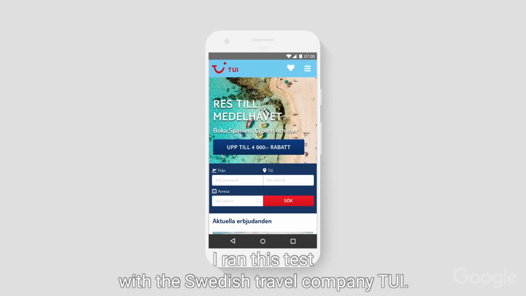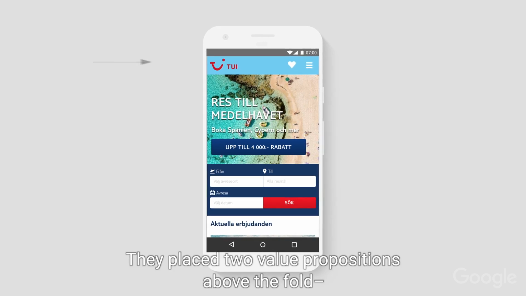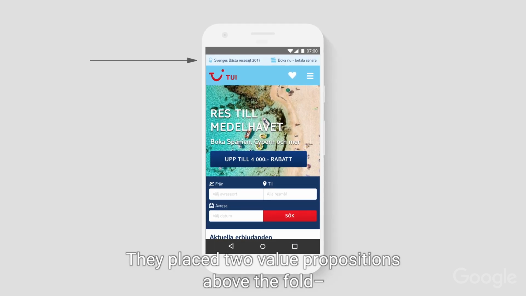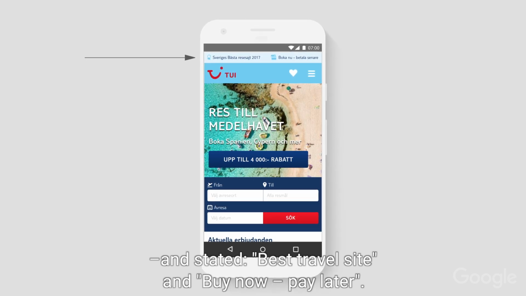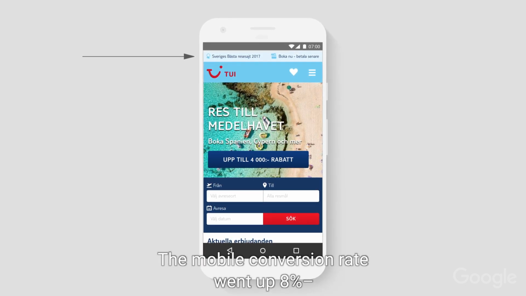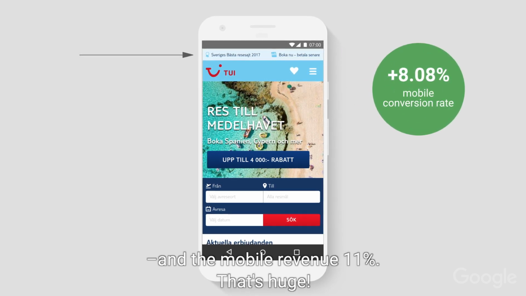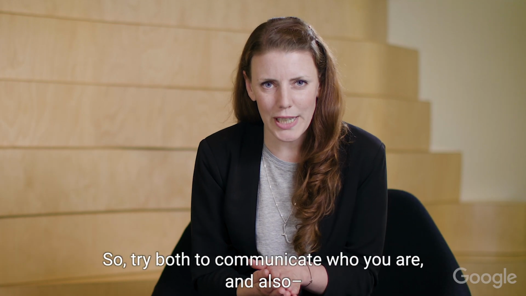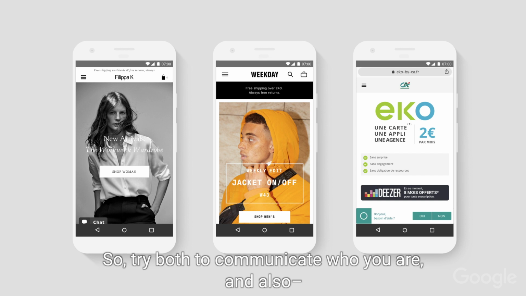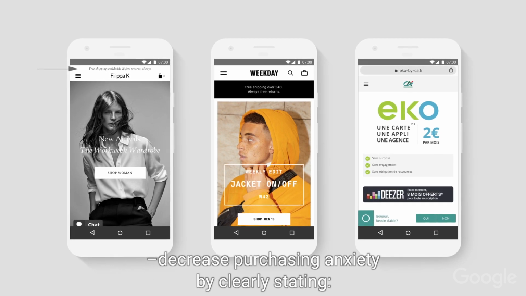I ran this test with a Swedish travel company, TUI. They placed 2 value propositions above the fold. It stated best travel site and buy now, pay later. The mobile conversion rate went up 8% and the mobile revenue 11%. That's huge. So both try to communicate who you are and also decrease purchase anxiety by clearly stating free delivery and returns.